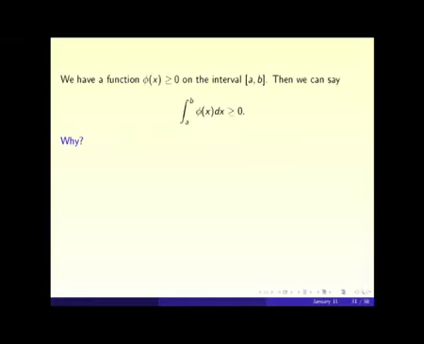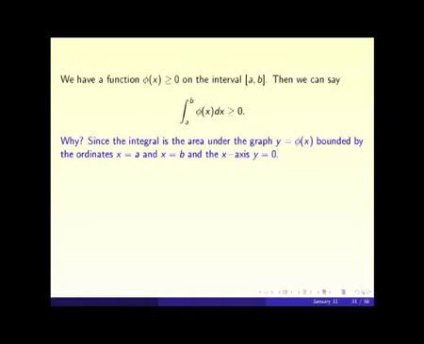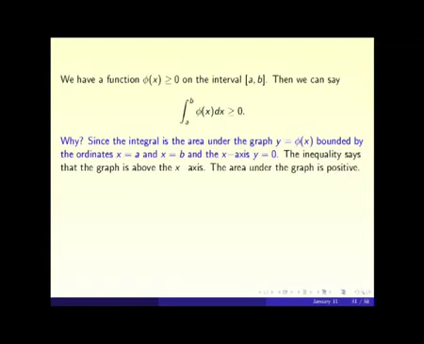You will agree with me on that. Why? Because what is the integral? The integral is the area under the graph y equal to phi of x between x equal to A, x equal to B and y equal to 0. But what does this inequality tell you? The inequality tells you that the graph of phi of x lies above the x-axis. If the graph lies above the x-axis, then the area under the graph is going to be always positive. And that's all that you need to say to prove this.